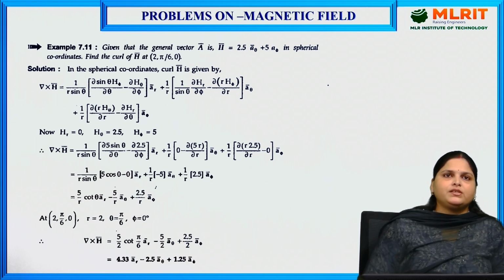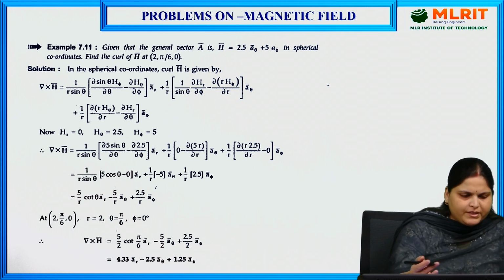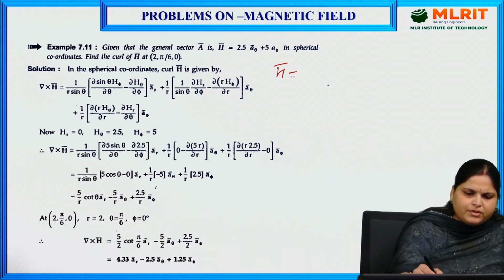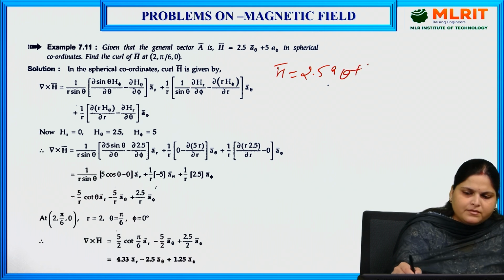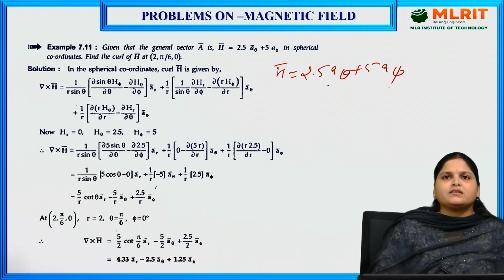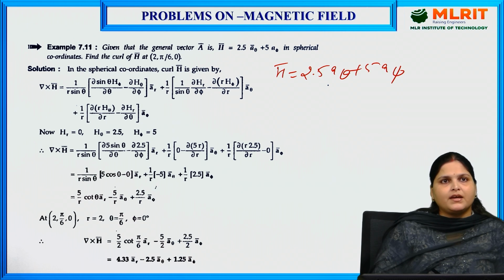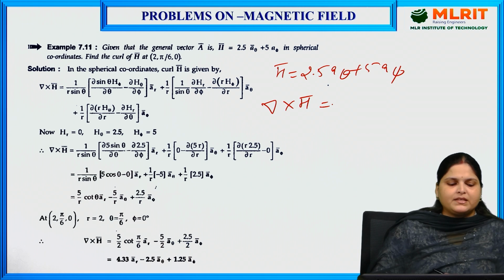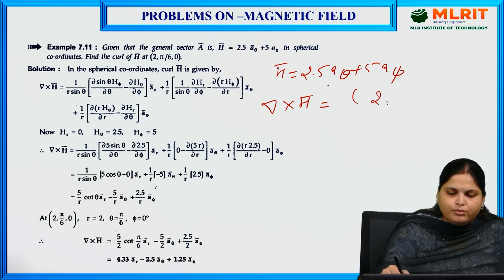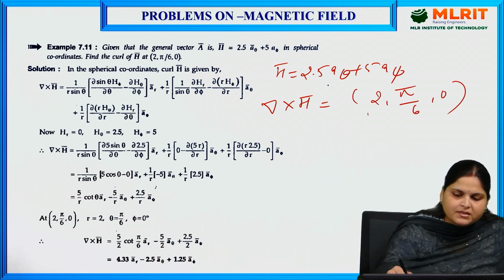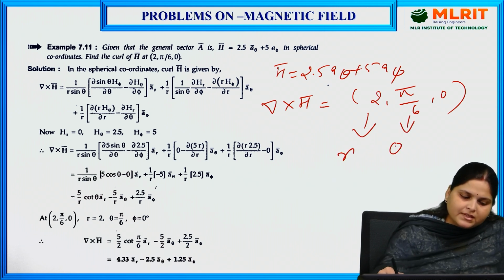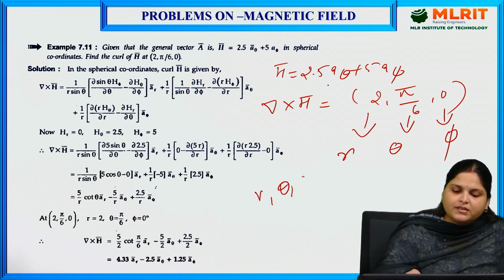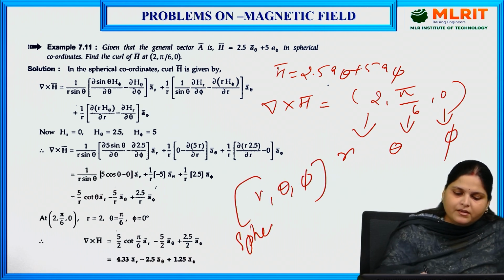Let's take another question. One vector is given, H, where H is equal to 2.5 a_theta plus 5 a_phi. Clearly this is in the spherical coordinate system because two angles are given, and we have to find the curl of H at (2, pi by 6, 0). That means 2 is r, pi by 6 is the theta angle and 0 is the phi angle, because the coordinates are r, theta, phi for the spherical system, right?